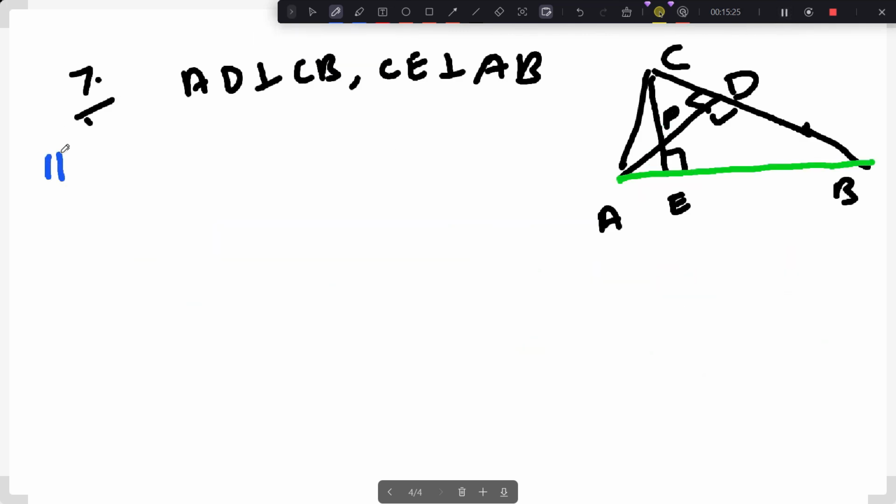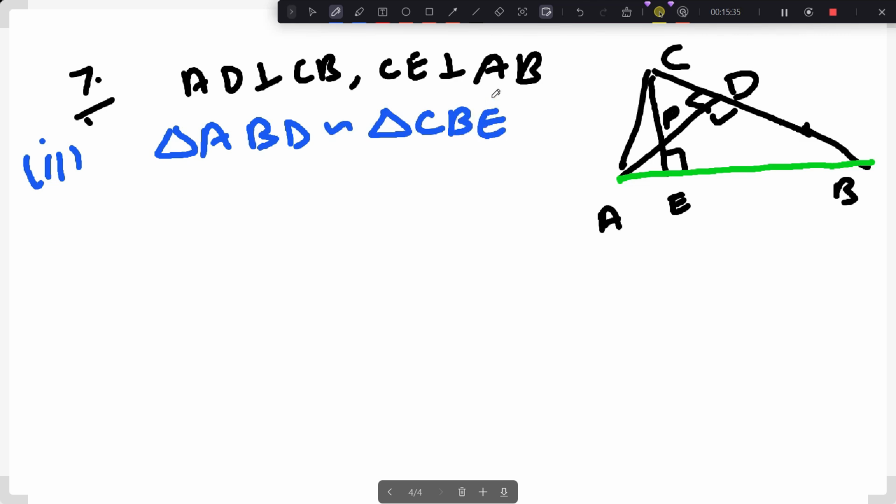Now let's look at the second part. Triangle ABD similar to triangle CBE. That is what we have to prove. So what is triangle ABD? This triangle. CBE, this triangle. So again, it's quite similar to the previous question. Do you want to do it? I don't think I want to. B is equal to B, already given. D is equal to E, already given. So yes, let's move on to the next question.